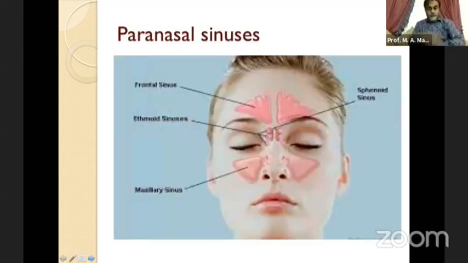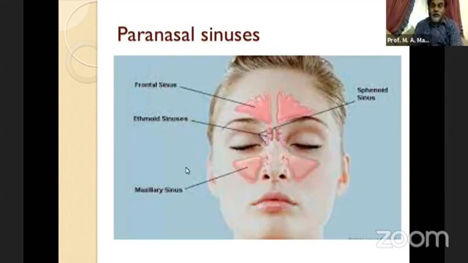Now, we also have the paranasal sinuses in the nose. And this is very important for the exam. We ask this question in the exam: how do the paranasal sinuses drain, and what are the paranasal sinuses? We also put this question in MCQ.